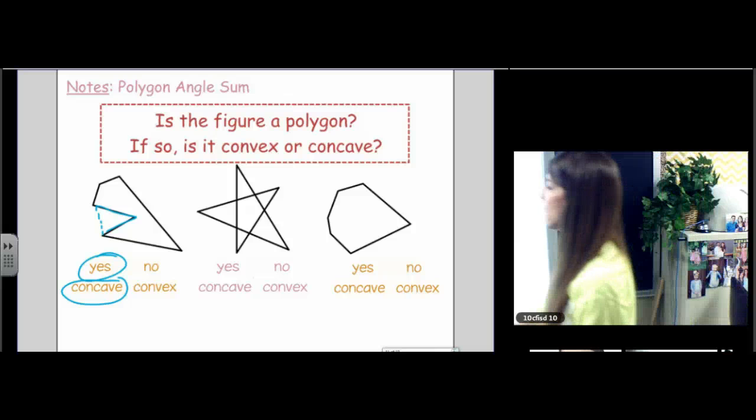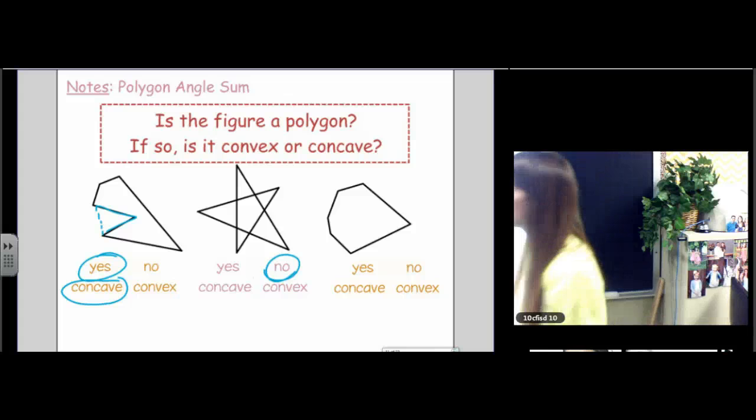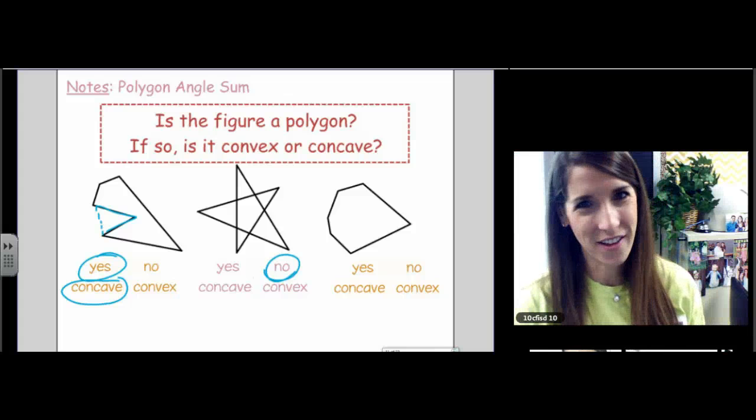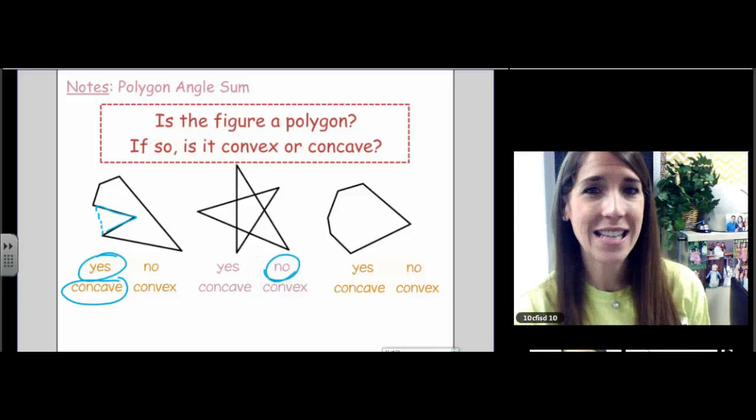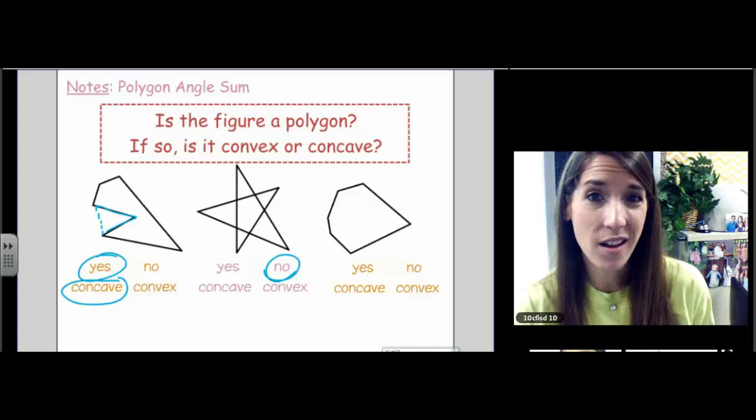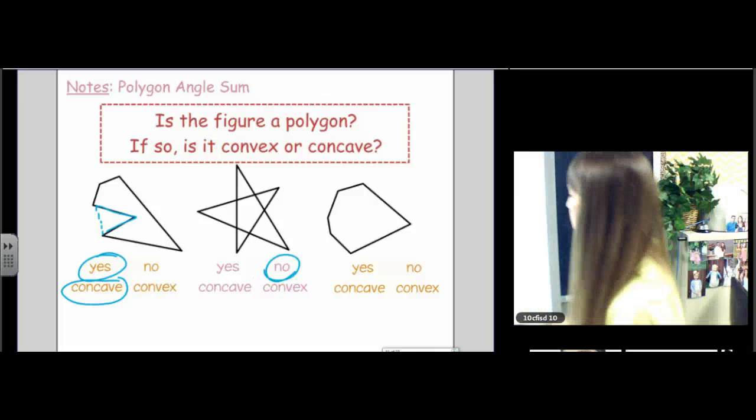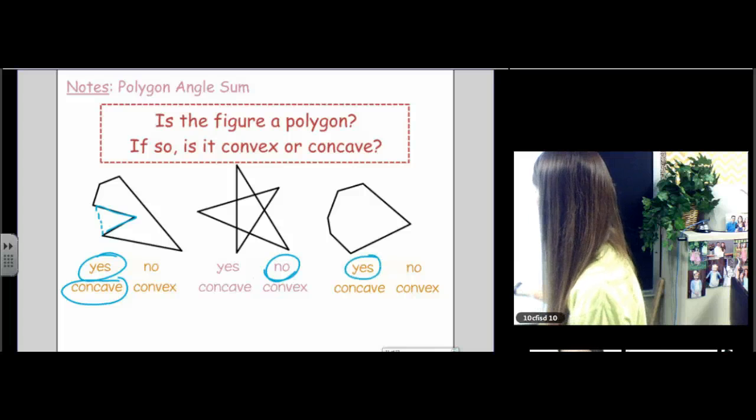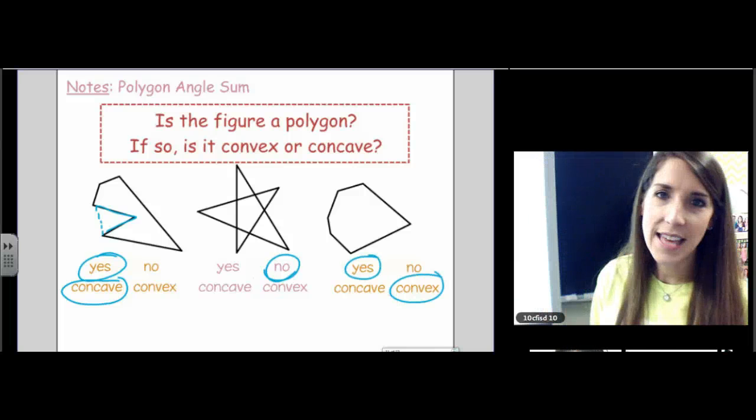Next one, is that a polygon? No, because the sides aren't allowed to cross each other. So that would not be a polygon, and we can't say if it's concave or convex because it's not a polygon. Next one, is it a polygon? Yes, and it is convex. None of the sides caved in.